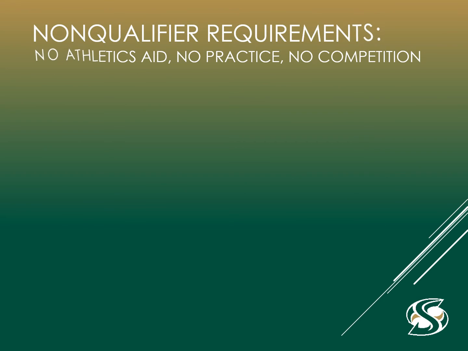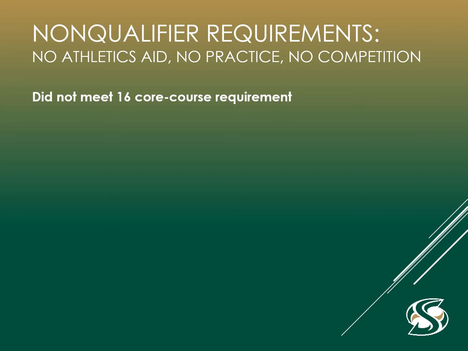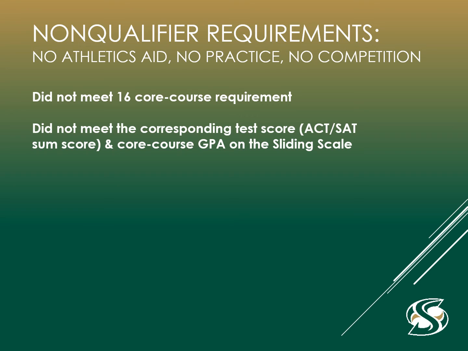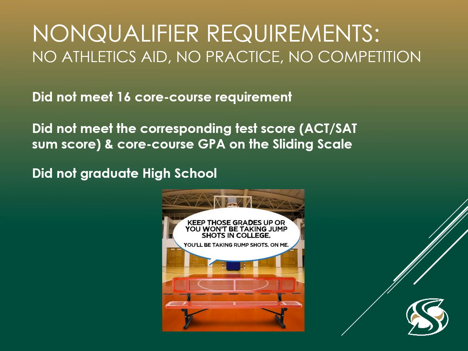If you don't meet the qualifier or academic redshirt requirements, you're a non-qualifier. You are not eligible for athletics aid, practice, or competition. You are a non-qualifier because you did not meet the 16 core course requirement, you did not meet the corresponding test score and core course GPA on the sliding scale, and you did not graduate high school.